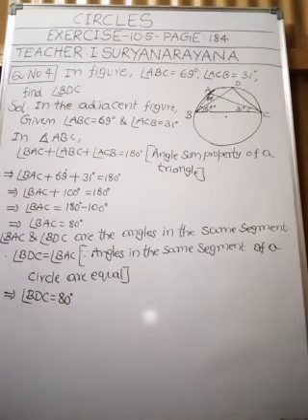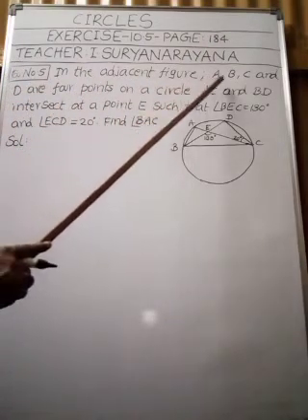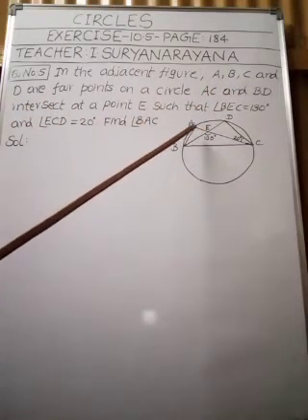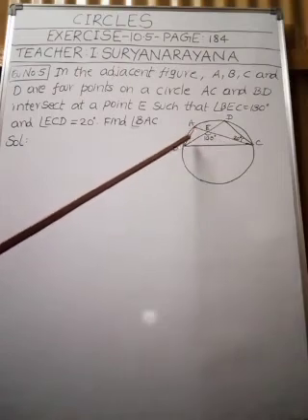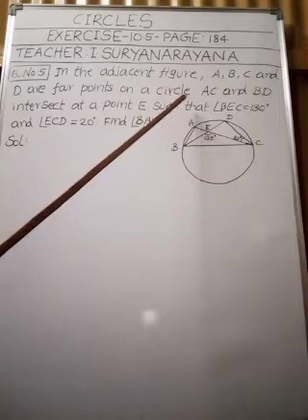Understood, my children? Right. Now come to question number 5. In the adjacent figure, A, B, C and D are 4 points on a circle. Observe this figure, my children. A, B, C and D, all these 4 points are on a circle.